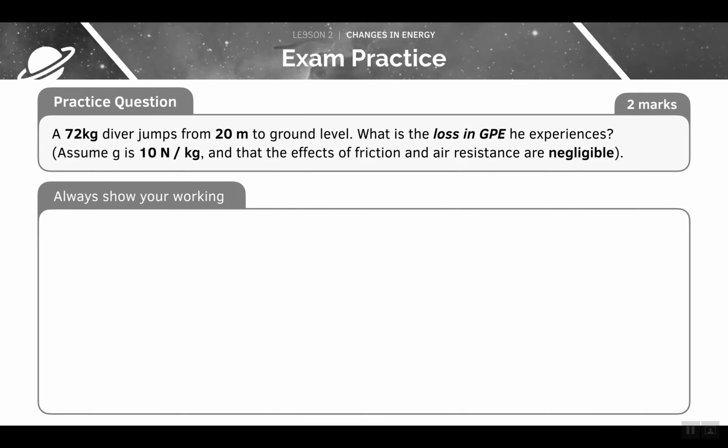Now we'll tackle a slightly different scenario. A 72 kilogram diver jumps from 20 metres to ground level. What is the loss in GPE that he experiences? Assume that G is 10 newtons per kilogram and that the effects of friction and air resistance are negligible. Pause the video now to attempt this question.